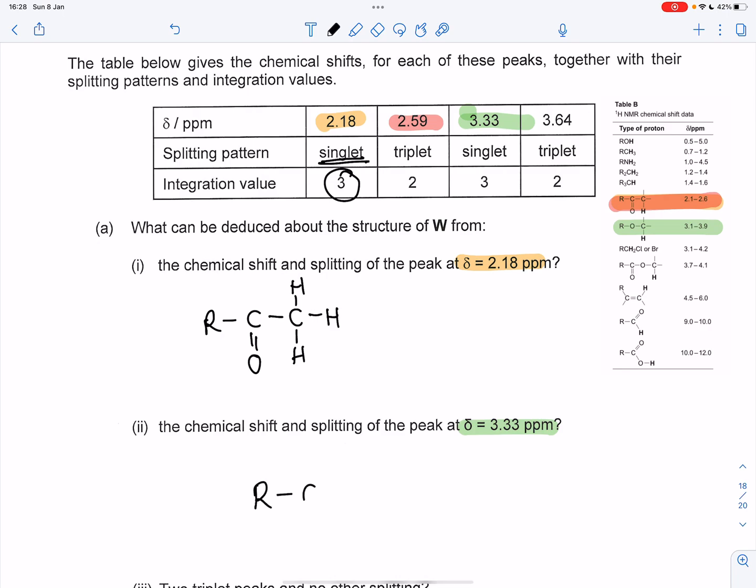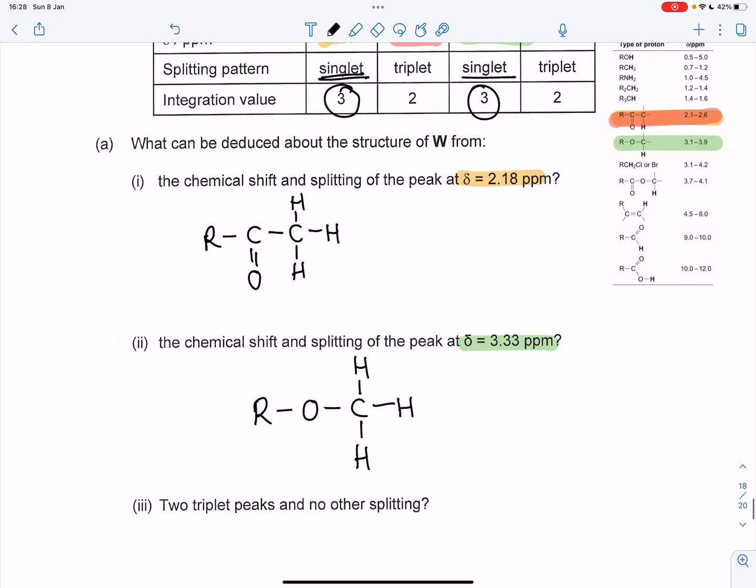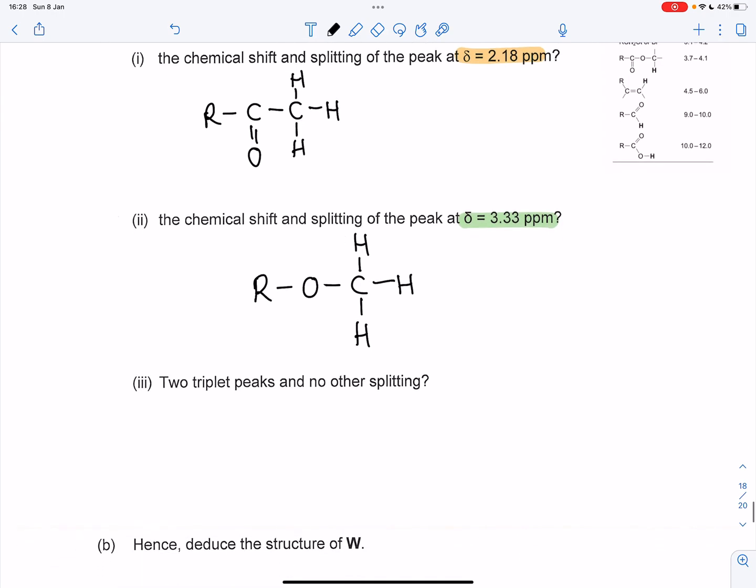So I'm going to write ROC with a H. And then its integration value is a 3, so 3 of this type. And the fact that it's a singlet means no next door neighbours. So that seems reasonable. 2 triplet peaks with no other splitting. So 2 triplets, remember, tells us CH2, CH2.